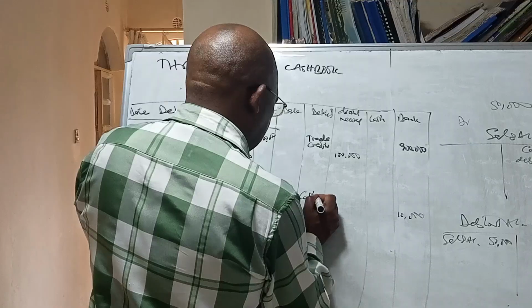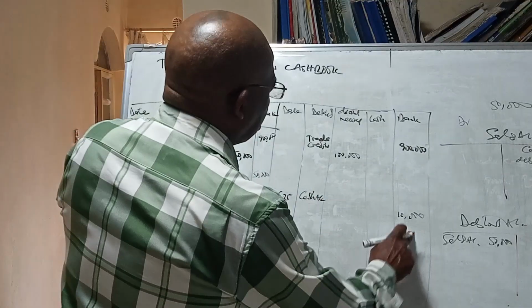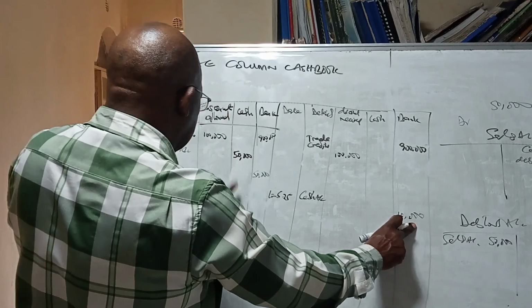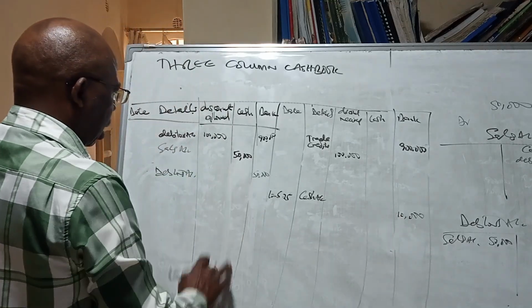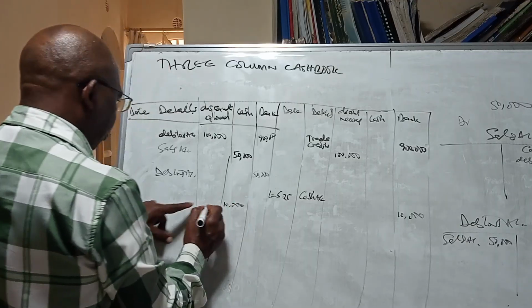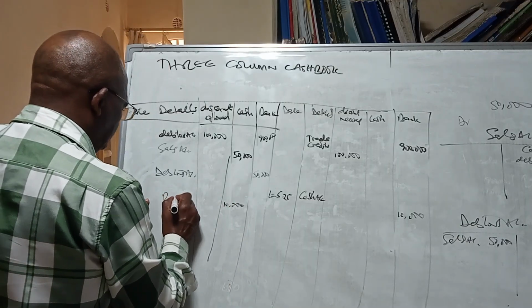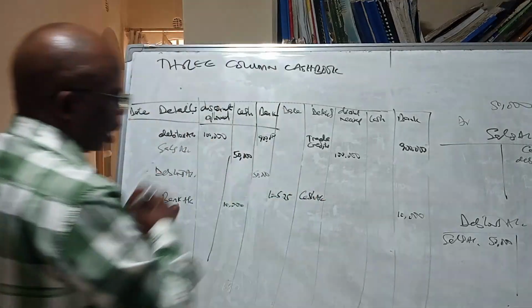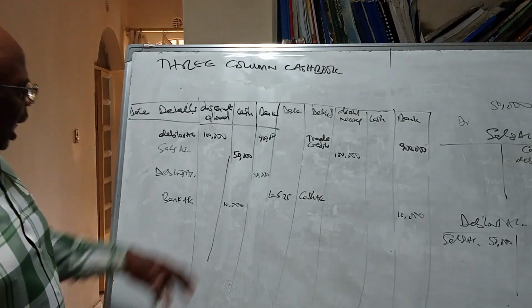You take it to cash account. So bank reduces by crediting bank with 10,000, and cash increases by debiting cash with 10,000. And we are saying here it is coming from the bank, and it's not just bank, it's bank account. And here it is saying it is going to cash.